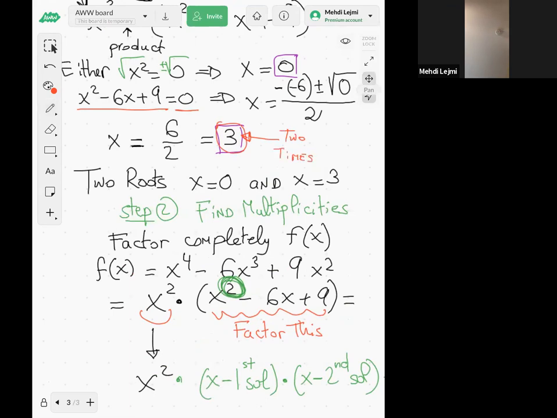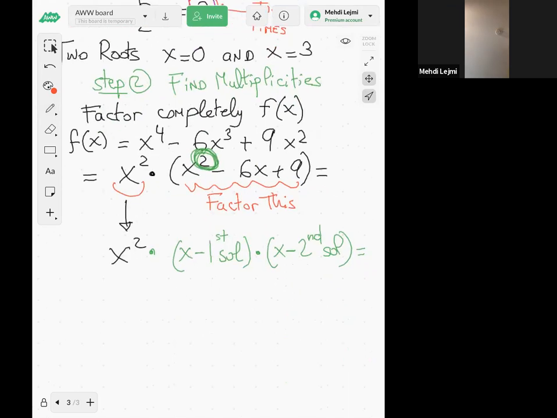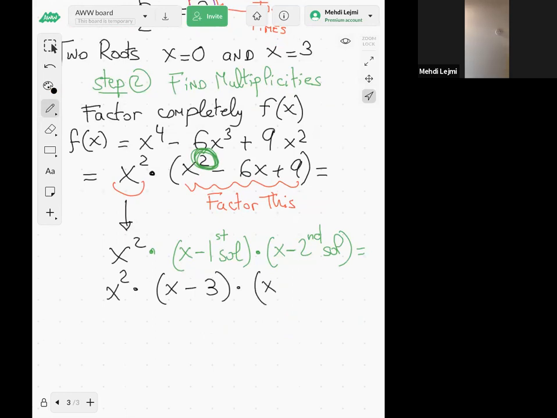So here it's x squared times x minus the first solution, which was 3, times x minus the second solution, which is also 3, because I got only one solution. So it's again 3. So that's actually x squared times x minus 3 squared. That would be my factorization, the complete factorization of f of x.